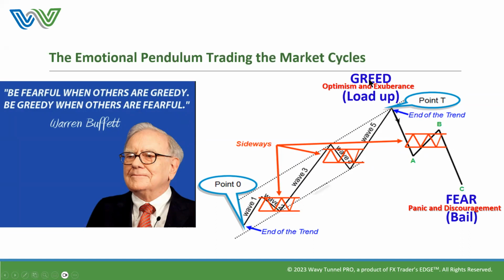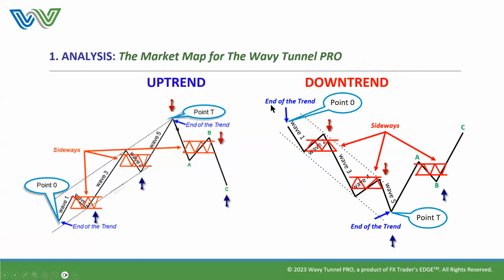And in order to be a contrarian, you really do have to train your brain. It's not easy to do. Okay, it's just not easy to do. So we have an uptrend, we have a downtrend. So this is the market map for an uptrend. This is the market map for a downtrend.